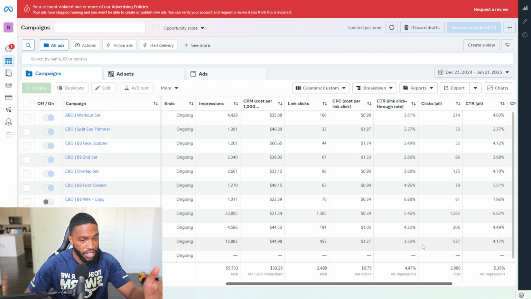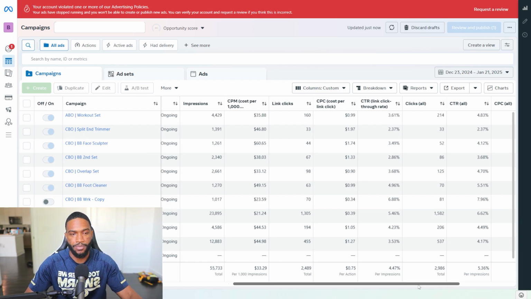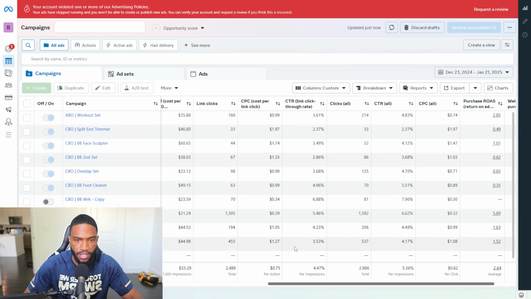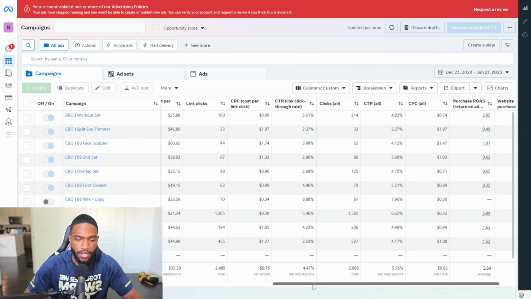Now, the click-through rate on average was 4.47%. What that means is, if 1,000 people saw my ad, how many people actually clicked on it? That is your click-through rate. So on average, we had a 4.47 click-through rate. So it's better to look at the link click-through rate and the link cost per click. So at 75 cents and also a 4.47 click-through rate.